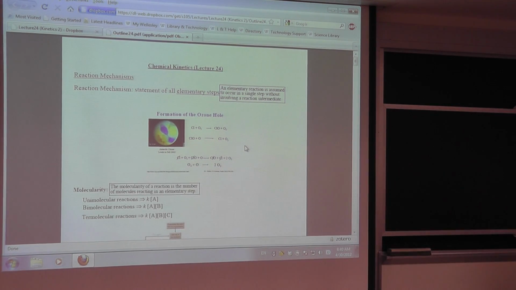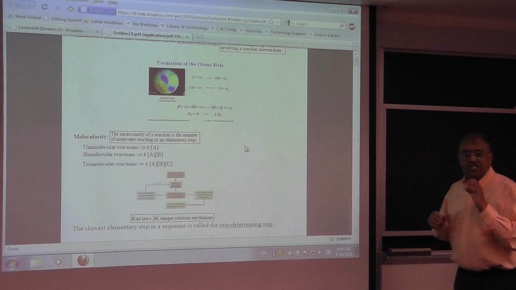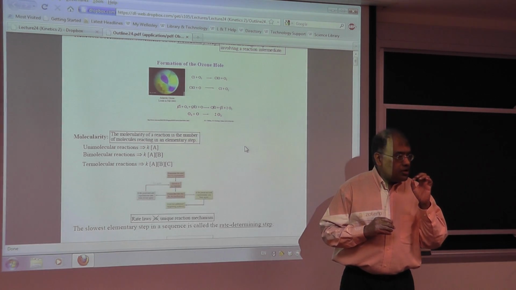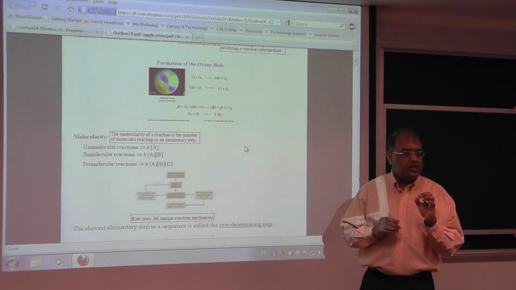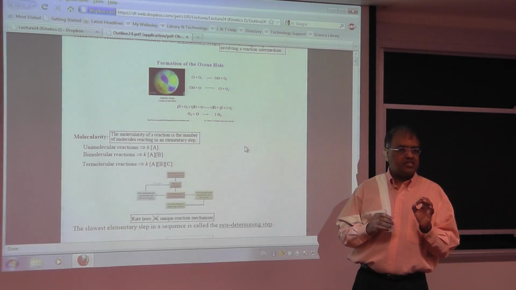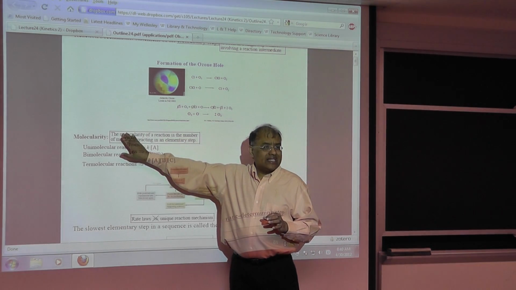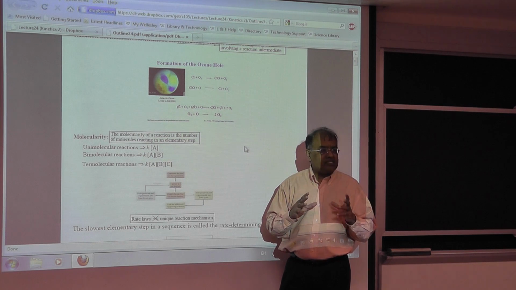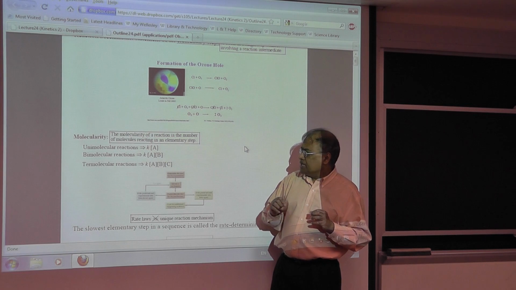We then talked about molecularity. Molecularity applies only to elementary steps. Those reactions that take place via one transition state and no intermediate, sorry. Okay? So the concept of molecularity does not apply to complex reactions. It applies only to elementary steps.